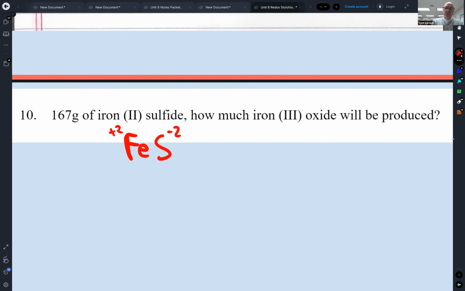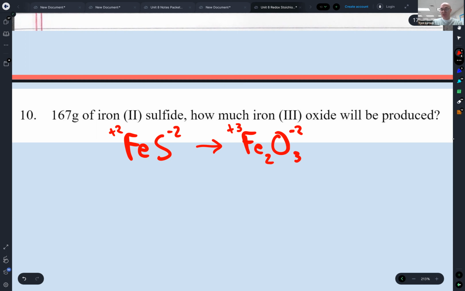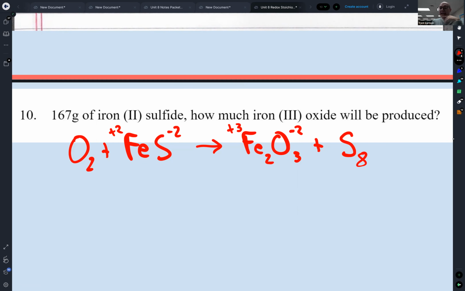It asks us then, well, how much iron 3 oxide? Well, that's not balanced, so I'm going to crisscross the charges to make it balanced. Well, something happened here. How does S become O? It doesn't change. There's something left out of here. What did I leave off? I left off the oxygen, the O2. Over here, I left off the sulfur. Now, here's the thing that you will not know. Sulfur by itself is always found as an 8. It's octatomic. So when it's found by itself, it's found as 8.